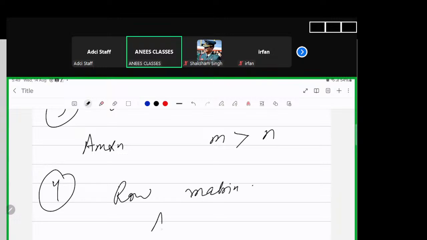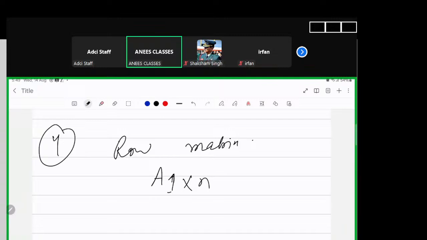Number 4th, row matrix. What is a row matrix? A row matrix has only one row, okay? 1 cross n. Here n is not equal to 1.